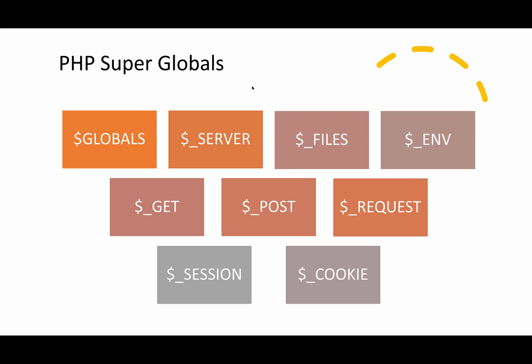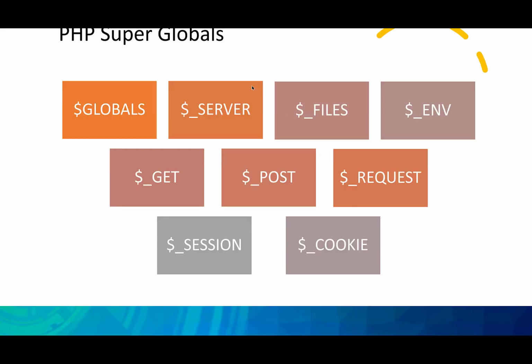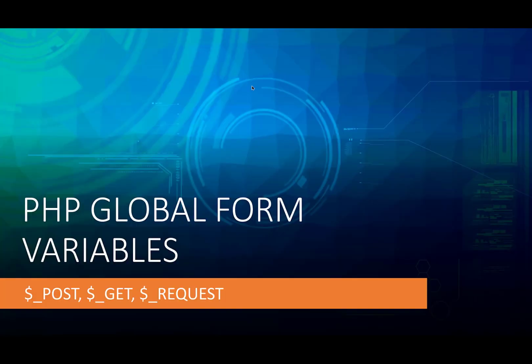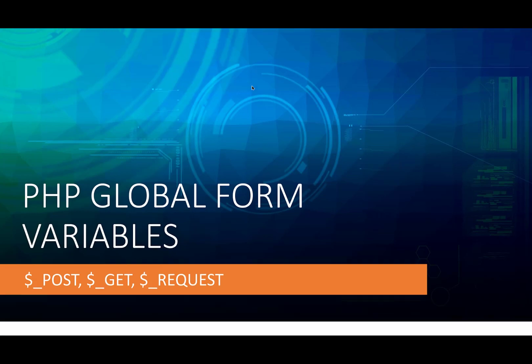But those 3 in the middle: get, post, request. We'll start there. PHP global form variables. These are the 3 that you use whenever you make a form and you click the submit button. These 3 variables are everything you need to know about. You've got to know these inside and out, okay?